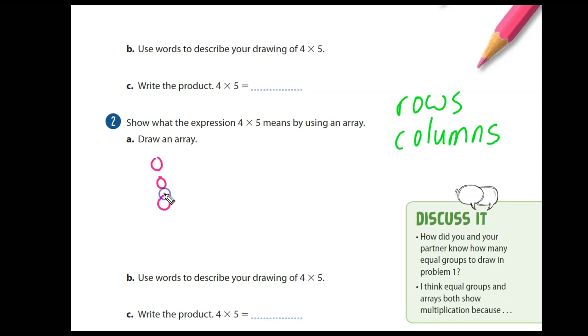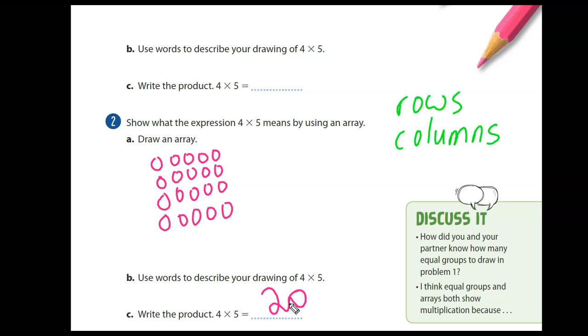1, 2, 3, 4. And then how many in each row? 5. So I already have 1 right there. Just 4 more. 1, 2, 3, 4, 5. That's it. Okay, when I do the rows, I already have 1. I just have to count that plus 4 more makes 5. So write the product for 4 times 5. 20. I can just count all the circles, right?